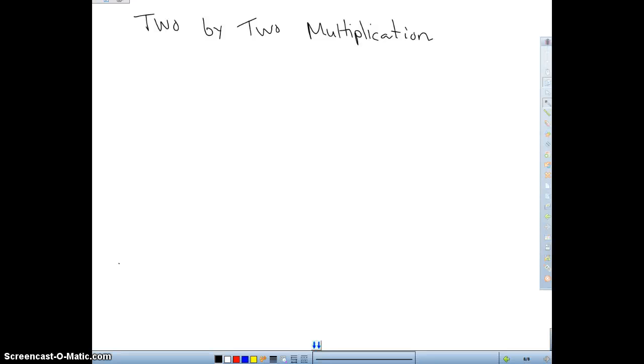All right, so we're going to review what we learned today, how to do two-digit by two-digit multiplication. We're going to start with the sample problem, 32 times 27. So we're all going to write that down, 32 times 27.